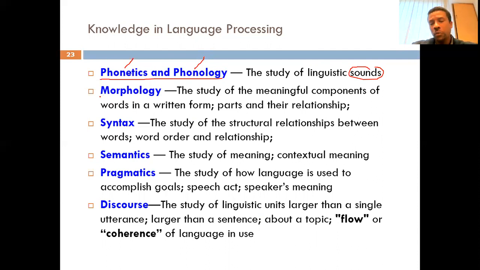The second one, or we can say the third one, is concerned about morphology. Morphology is a study of the meaningful components of the word in a written form. So it's concerned about the parts and their relationship.